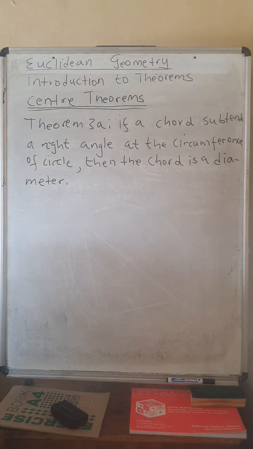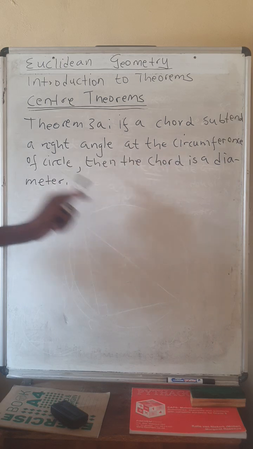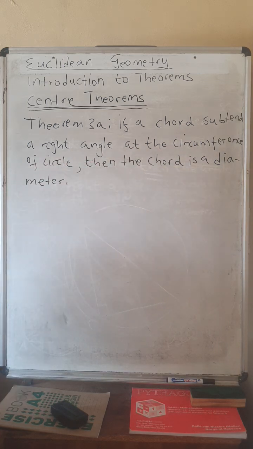If a chord subtends a right angle at the circumference of a circle, then the chord is a diameter. So in this case, what is the condition? The condition is a chord that subtends a right angle at the circumference. So what must exist is a chord that is subtending a right angle at the circumference. Do we know what is a right angle?